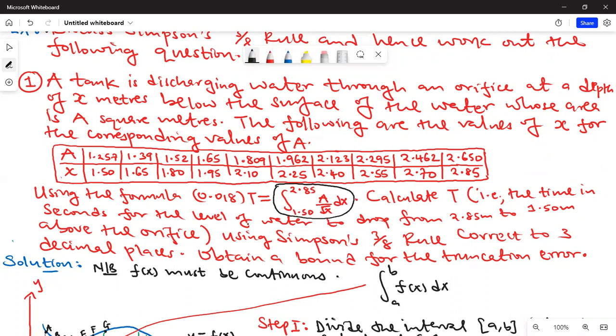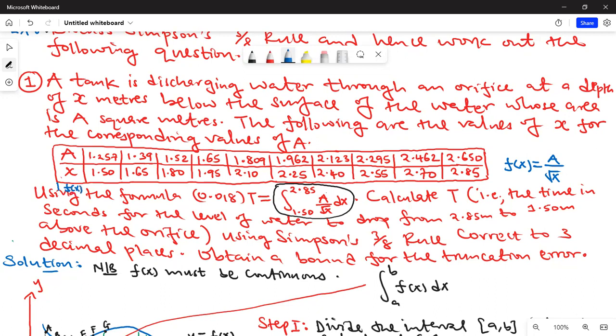So our a is 1.5, our b is 2.85. Our f of x is a over root x. Remember, f of x in this case should be equal to a over root x. But if you look at the table, we are not given a over root x. So we need to come up with another row where we have f of x. So introduce another row here where we'll have f of x.